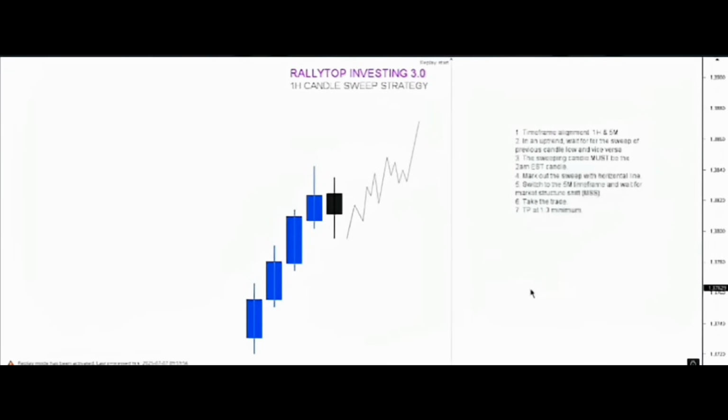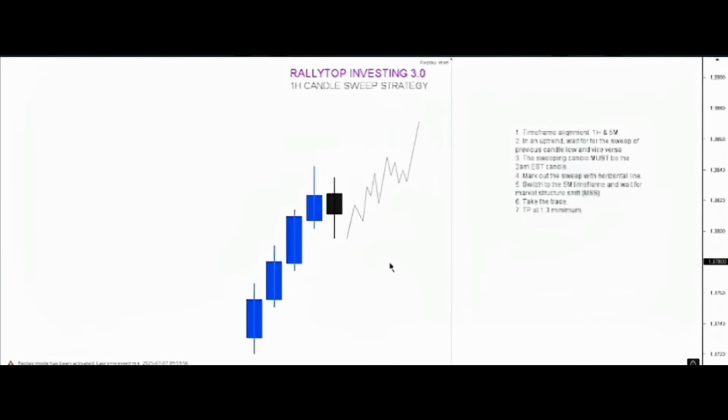Number 2, in an uptrend such as what you are seeing now on your screen, you want to wait for the sweep of the previous candle low. Very, very important. A sweep of the previous candle low in the case of a bullish structure. Now, in the case of a bearish condition, it will be the opposite. You want to see a sweep of the previous candle high.